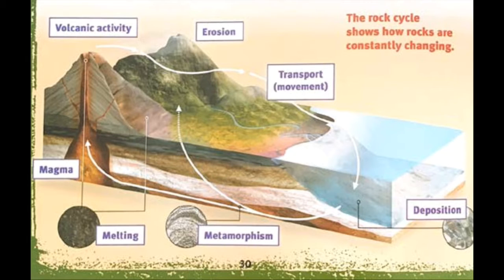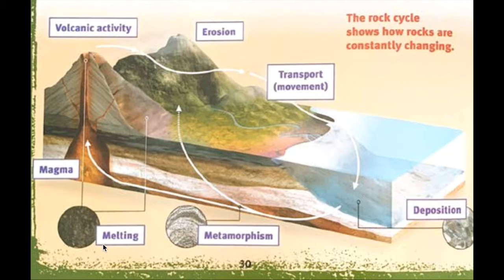A closer look at this first key visual, we see a caption here. The rock cycle shows how rocks are constantly changing. So this is a different visual of how we can imagine the rock cycle showing how rocks change from one type to another. As we read this chapter, we'll get a better understanding of these processes, but this visual is helpful to get an idea of where these different pieces of vocabulary fit together.